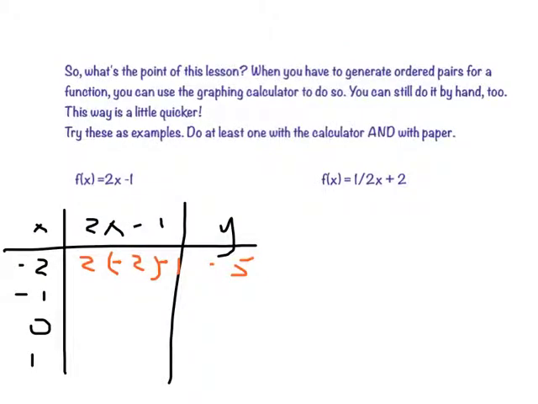So what's the point of this? When you have to generate ordered pairs for a function, you can use the graphing calculator to do so. You can still do it by hand. This way is just a little quicker. So here's an example. F of x equals 2x minus 1. So you can just set up the table with your x and your function rule, 2x minus 1, and then your output of y. Pick some values, -2, -1, 0, 1. Plug everything in, and then you'll get your ordered pairs.